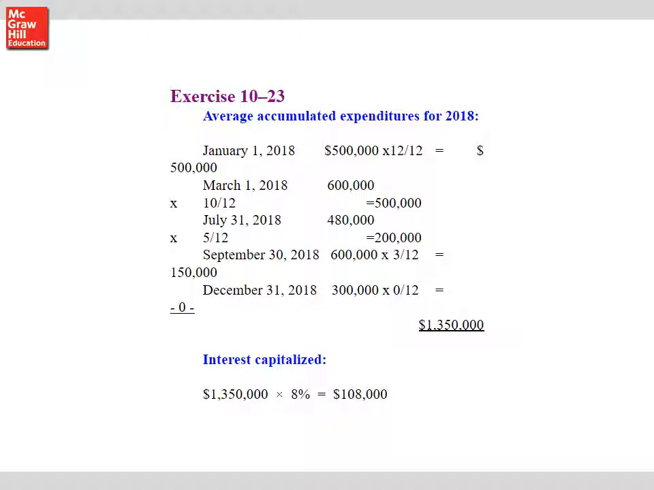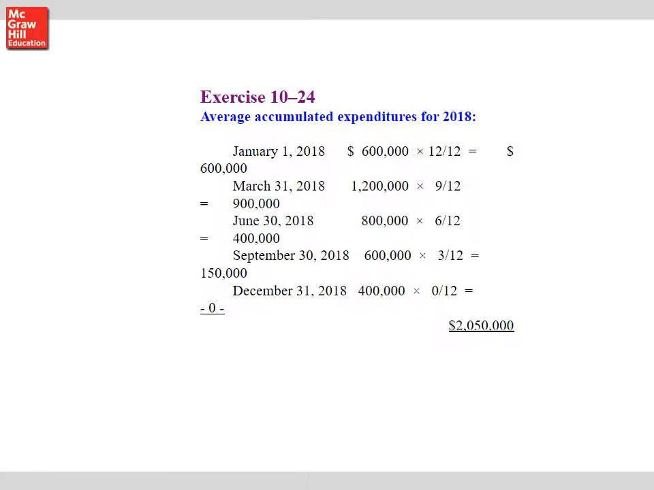1024, we're going to get a little bit more in depth. In 1024, the next page, January 1st, the Highlands Company began construction of a new facility for its own use. Again, self-constructed asset. It was finished the next year. The company borrowed $1.5 million at 8% on January 1 to help finance the construction. So this was borrowed specific for the construction.